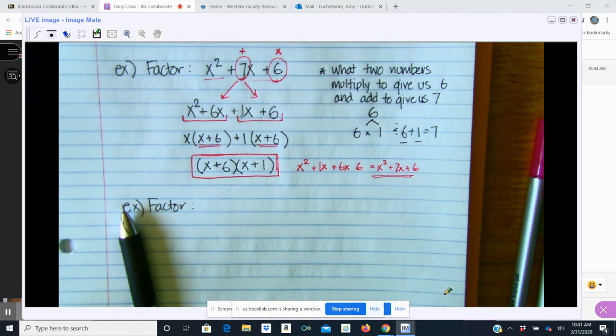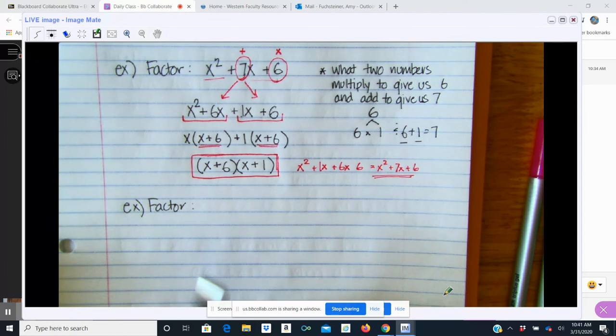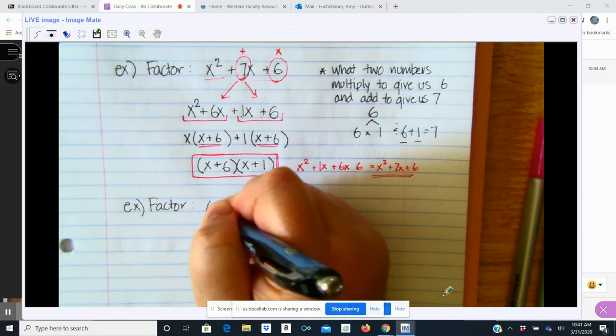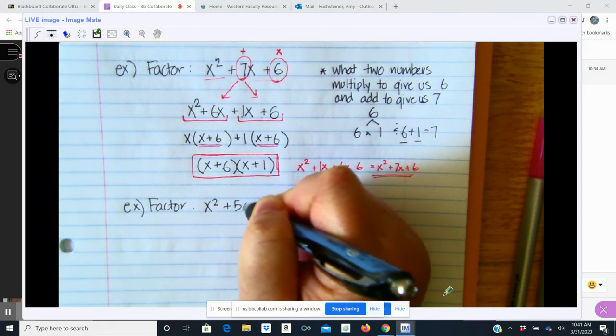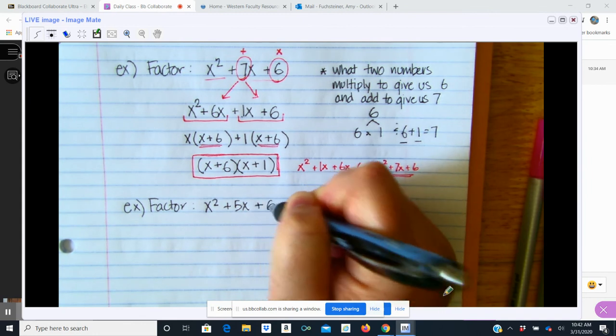So you can always check it. And some people get really good at it very quickly. All right, let's try this one. X squared plus 5x plus 6.